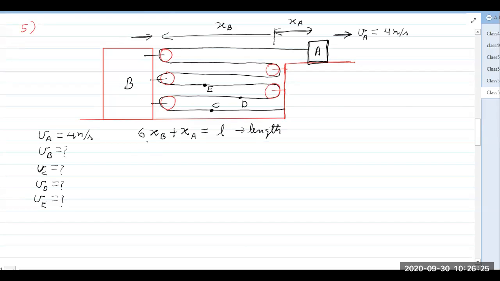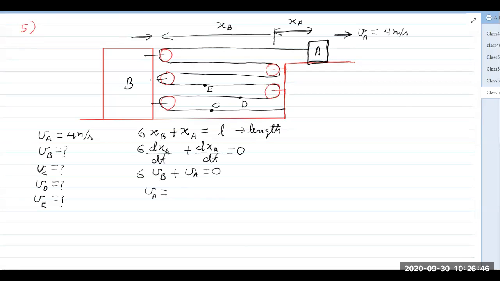Now if you differentiate it, 6 dXB by dt plus dXA by dt equals 0, or we can write 6 VB plus VA equals 0. We need to find VB. So VB is minus VA by 6, or minus 4 by 6, or minus 2 by 3 meters per second. So this much velocity we are getting.